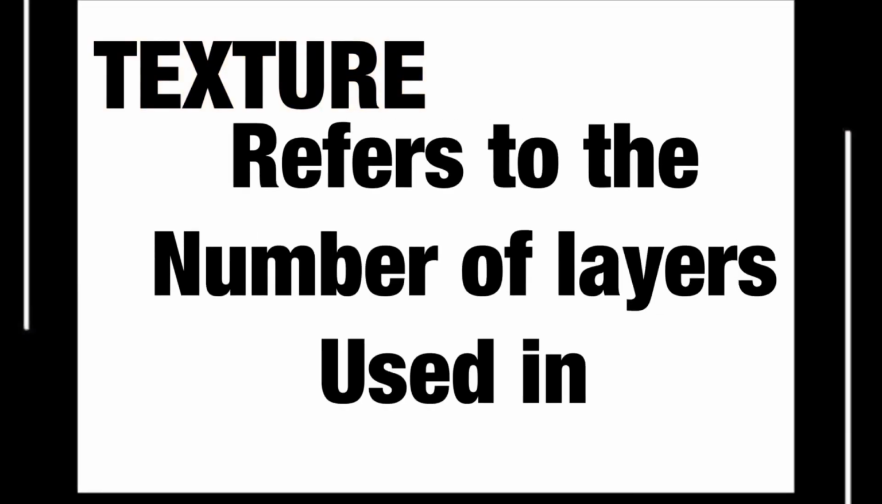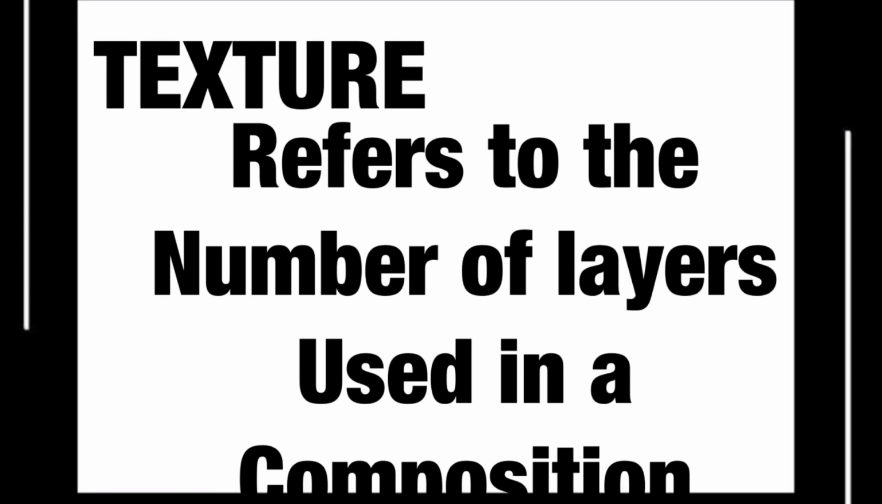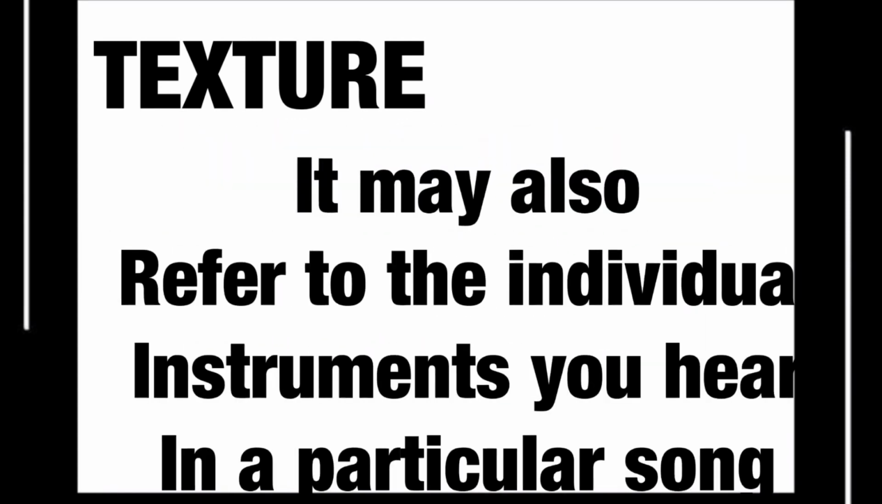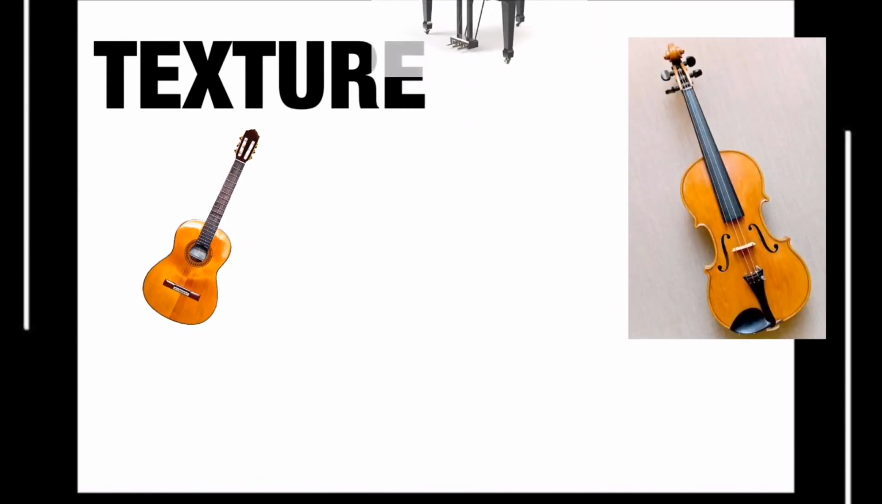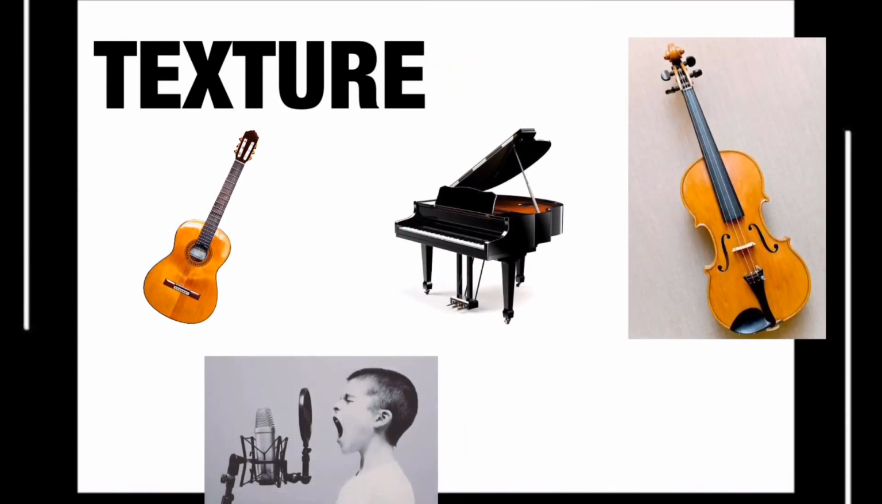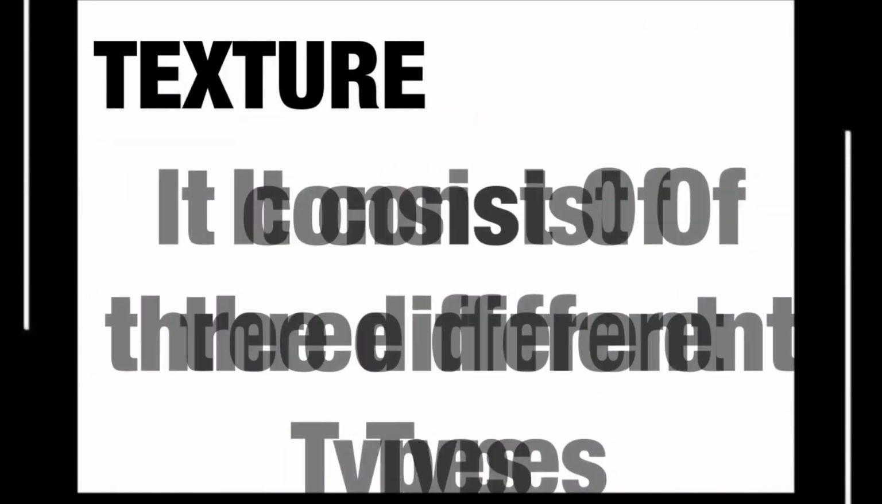Now let's go to texture. Texture refers to the number of layers used in a composition. It may also refer to the individual instruments you hear in a particular song. For example, you hear a guitar, a violin, a piano, and a voice or a singer. Another important thing that you need to remember about texture is that it consists of three different types. We have monophonic texture, polyphonic texture, and homophonic texture.